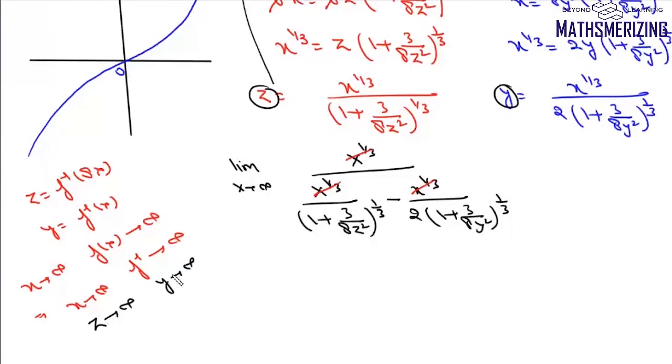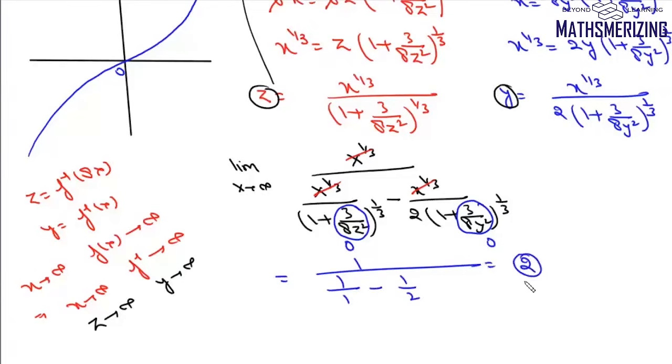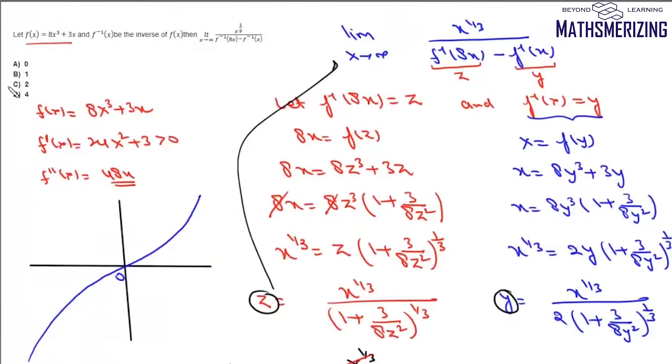And if z and y, they both approach infinity, then in that case 3 by 8z square will be 0 and 3 by 8y square will also be 0. So value of this limit in this case will be 1 upon (1 by 1 minus 1 by 2), which is nothing but 2. So answer to this limit is 2. And that's your option C.